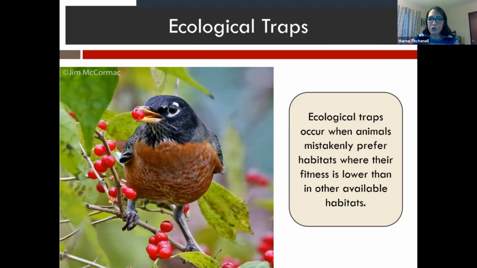Okay, so an ecological trap occurs when animals mistakenly prefer habitat. It could be any component of that habitat, like a food resource or cover resource, where their fitness is lowered. Okay, that's negative impact that they would not have succumbed to had they used other habitats. So let me give you an example.